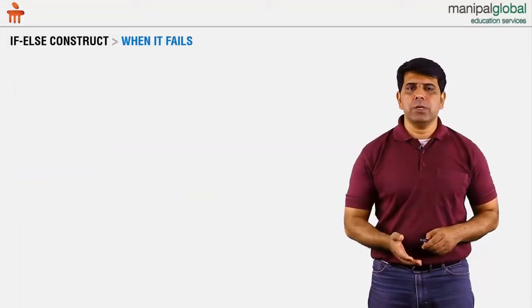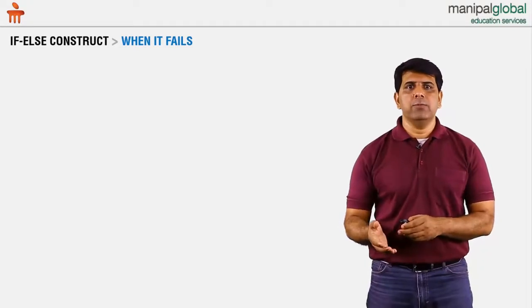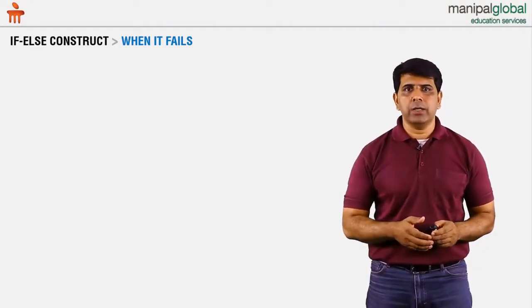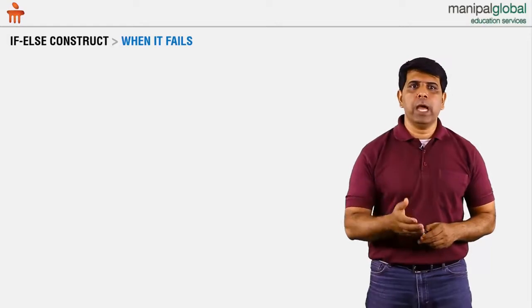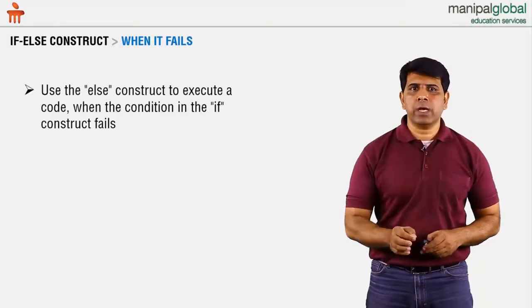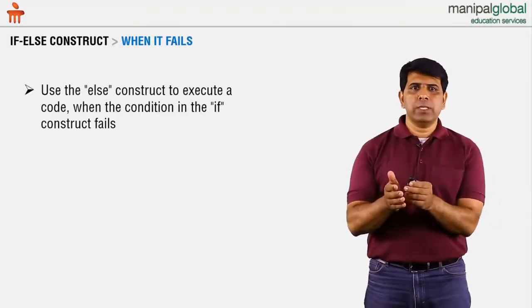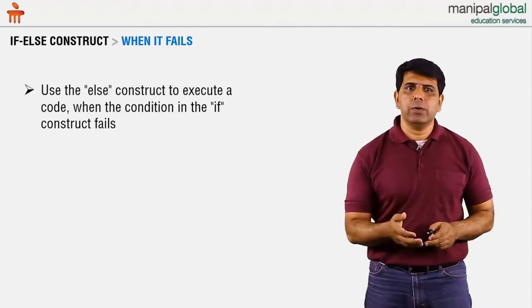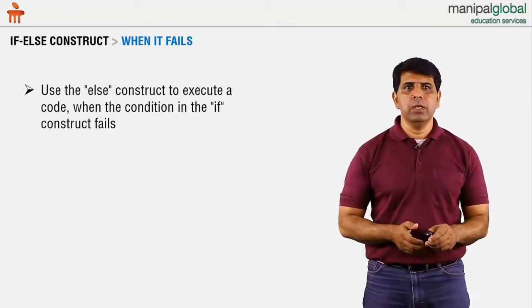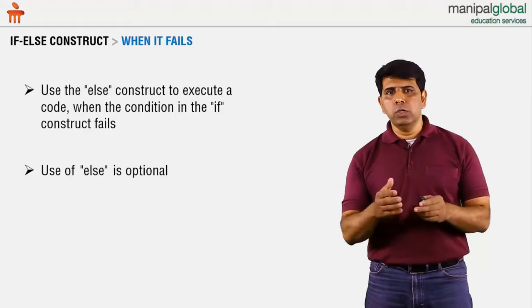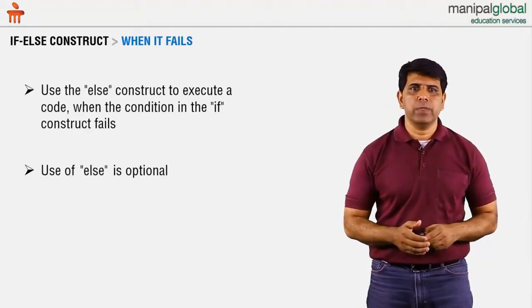Now sometimes when the condition fails, for example when the number was odd, there is nothing to do. But sometimes we want an alternate. We can use the construct called else to represent a block of statements that needs to be executed when the condition fails. So this use of else is optional.